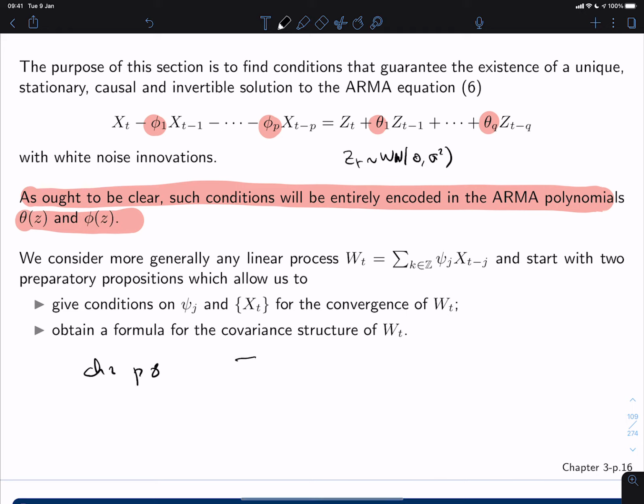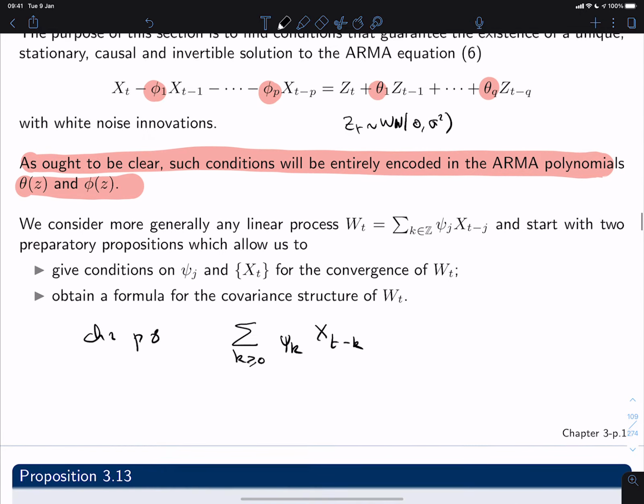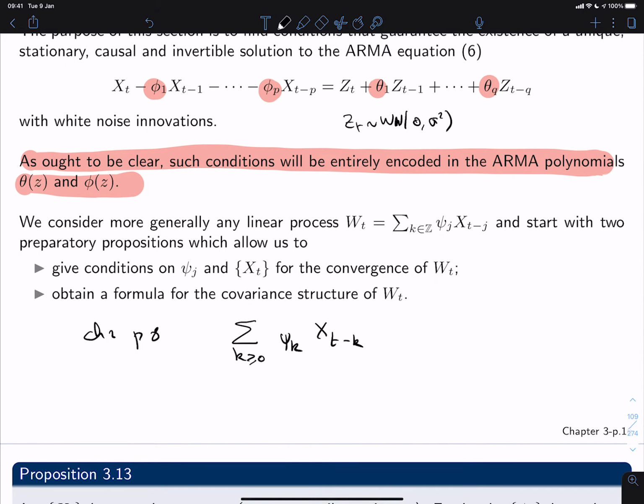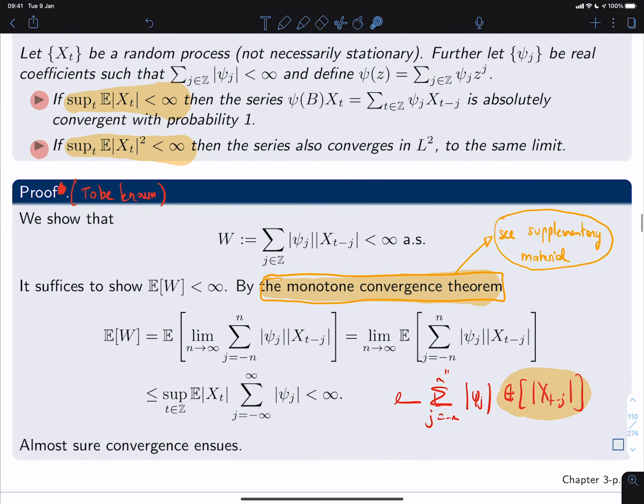We saw that if we had this, then this thing converges in L2 if and only if the sum of the coefficients squared is finite. So that's what we saw in chapter 2, page 8. Now we're going to work in more generality and take a linear combination of the Xt's with certain coefficients, not necessarily all positive. So the first theorem, maybe I'll go over it again.